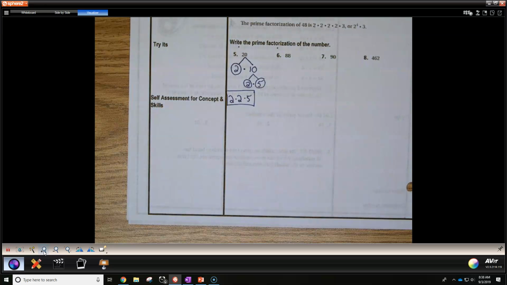Oh, and before I forget, when you do your homework on your computer, you do have to type it out this way. Do not use the X on your keyboard for your multiplication sign. It will say it's wrong because it reads it as a variable. So you have to go 2 and then click the multiplication sign, okay? Alright, let's do one more and see if you guys are good with this.